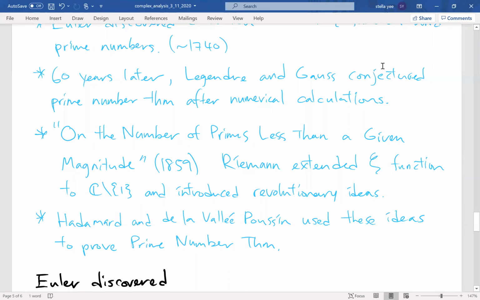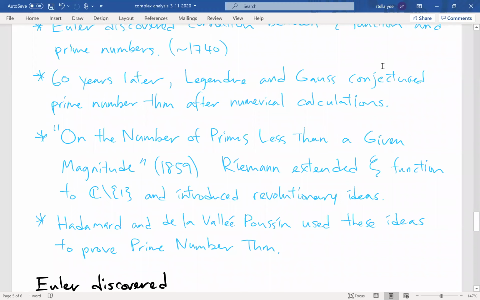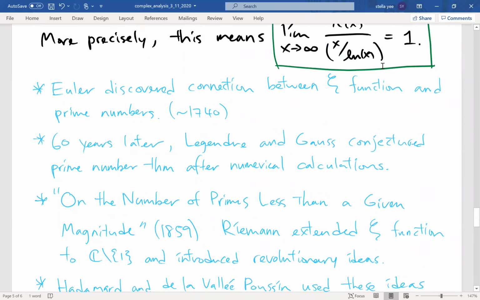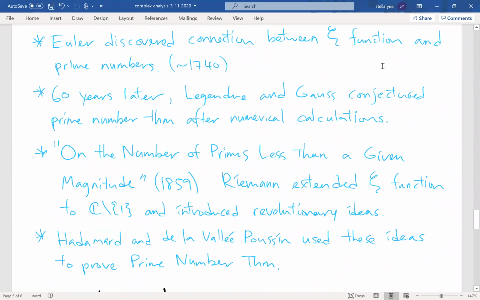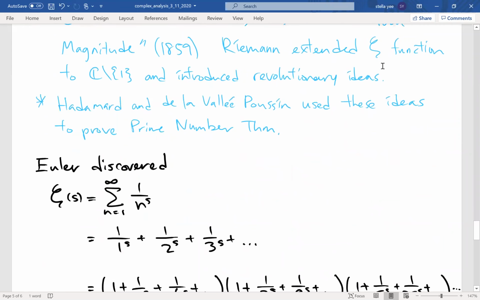And Hadamard and de la Vallée-Poussin used these ideas to prove prime number theorems about 30 or 40 years later. Okay. So far it's unclear why the zeta function has anything to do with prime numbers. So let me just give you a taste of what Euler did.